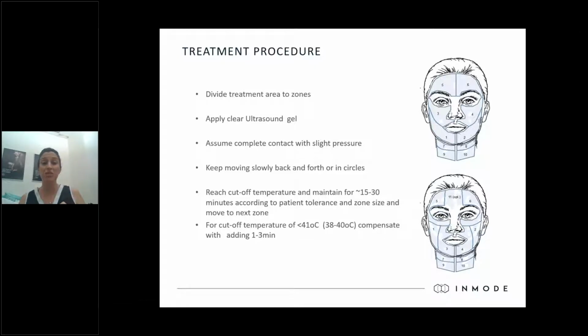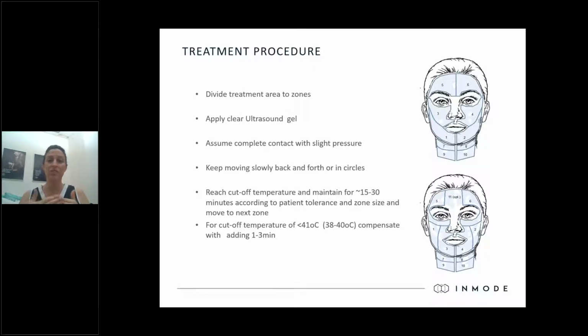Just make sure that the temperature does get to that cutoff. If it doesn't, then we need to consider reducing the size of the treatment zone. We're applying ultrasound gel. Now, I know there might have been some recommendations in the past to apply a little bit of gel on the applicator and then preheat it. Please don't do that ever, ever, ever. You'll be on your way to disaster, okay?